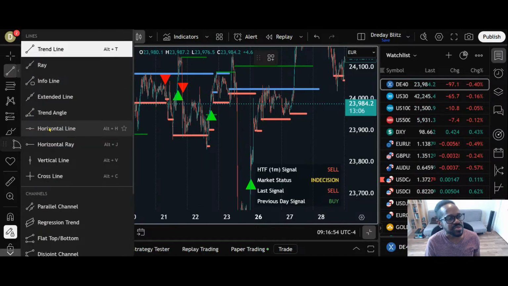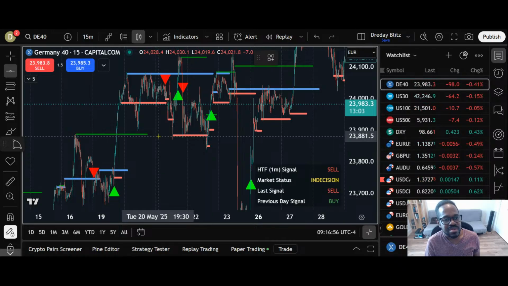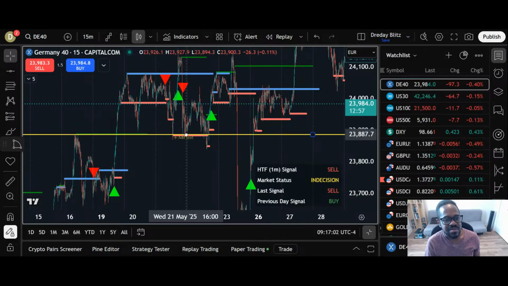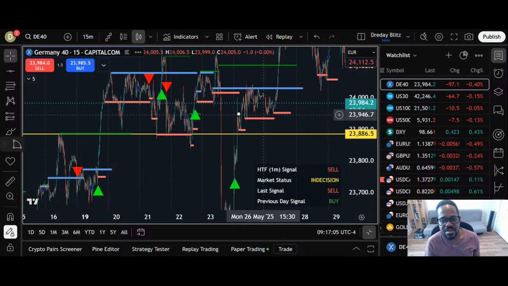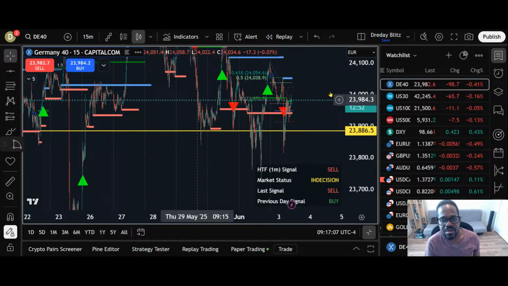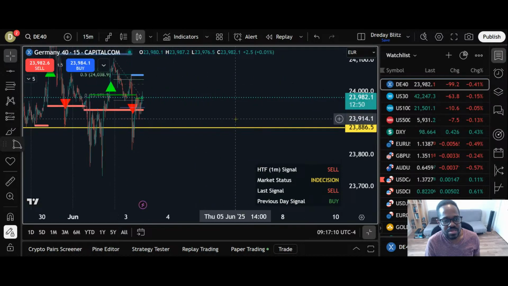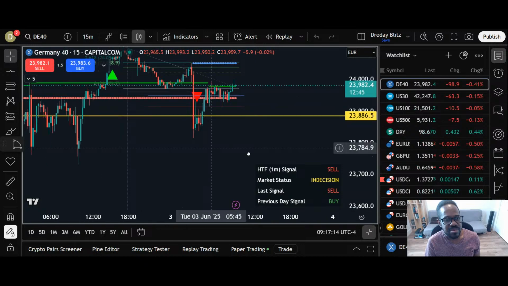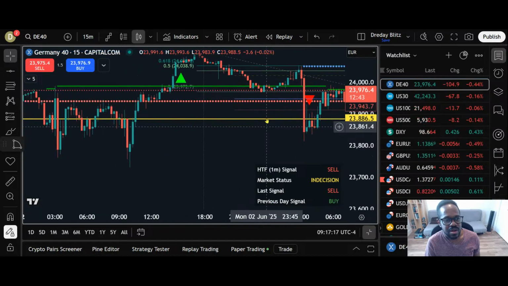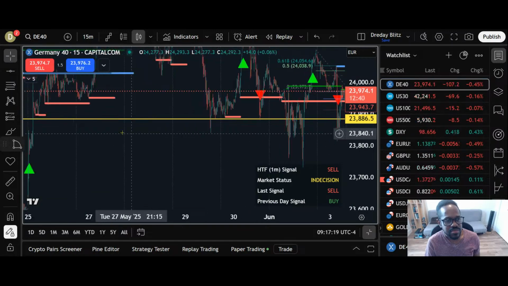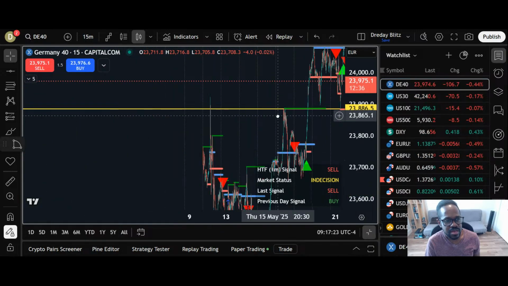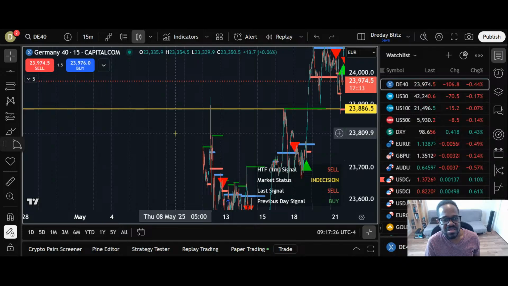I'm just gonna put the horizontal line. Let me check here. So as you can see, it went towards this level specifically. Maybe there was a level in between. I'm just going to see if the next level that we have after this one, if we have anything else. There's this one here.